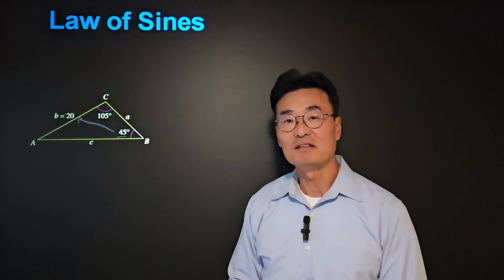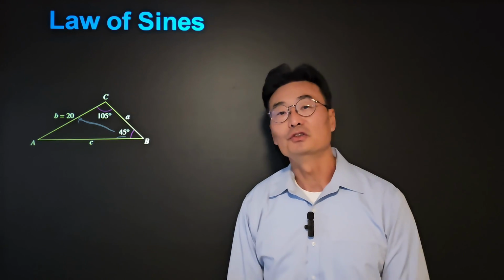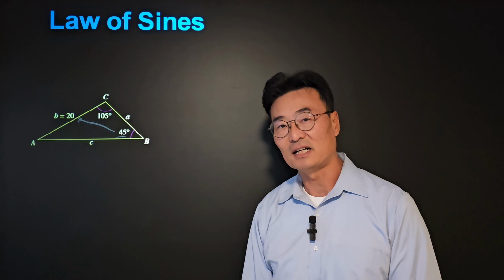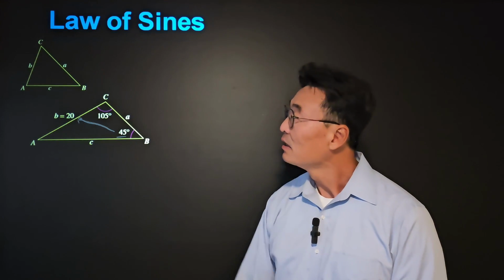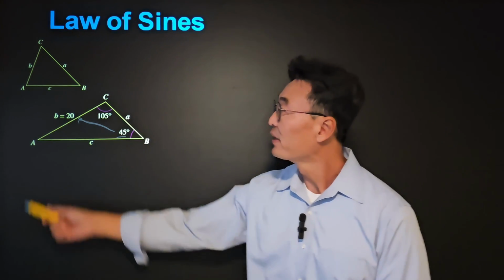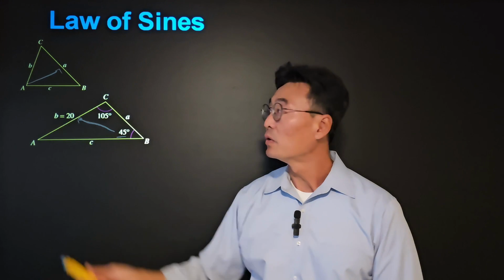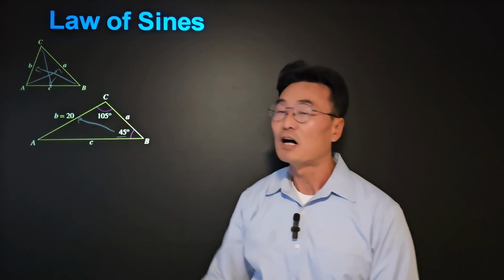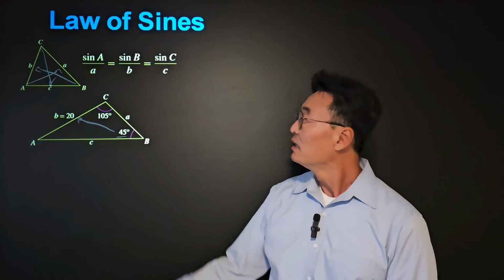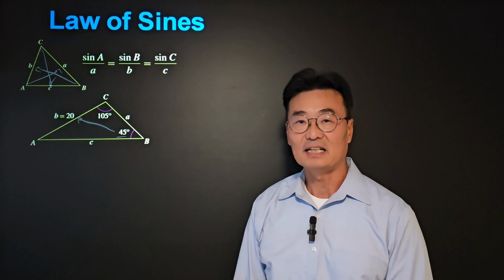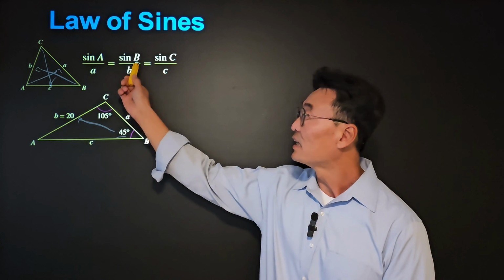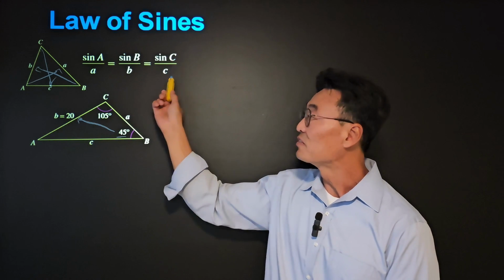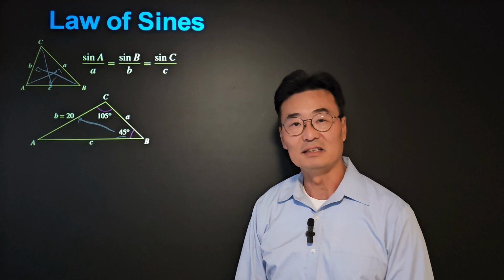When you're given a triangle like this and it's not a right triangle, we could use the law of sines to solve the triangle, or find the missing angles and sides. Here's the formula. Given triangle ABC with side a opposite of angle A, side b opposite of angle B, and side c opposite of angle C, the formula is sine of A over side a, set equal to sine of B over side b, and we could also set that equal to sine of angle C over side c.